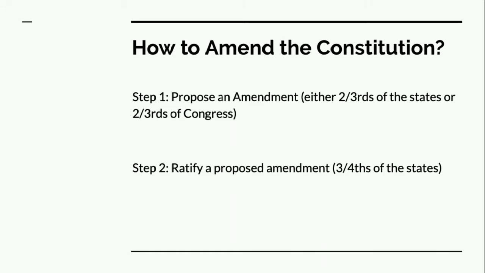Step two is to ratify a proposed amendment. So once you've gone through step one, you've got to go through step two, which means 3/4 of the states, either the state governments themselves or the states hold special meetings where it's ratified. Again, that's a big number. 3/4, that's 75% of the states. So if you think about it mathematically, out of the 50 states, 75% would be about 38 states. So you'd have to get at least 38 states out of the 50 to agree to ratify an amendment. It's one of the reasons why we haven't had an amendment in quite a while, because it's darn hard to do.